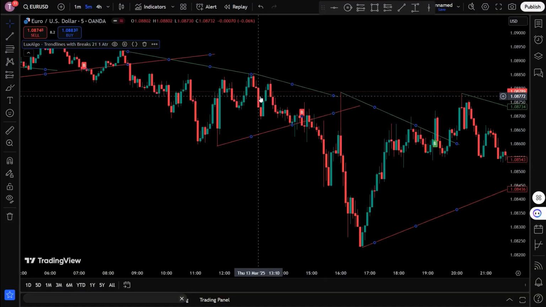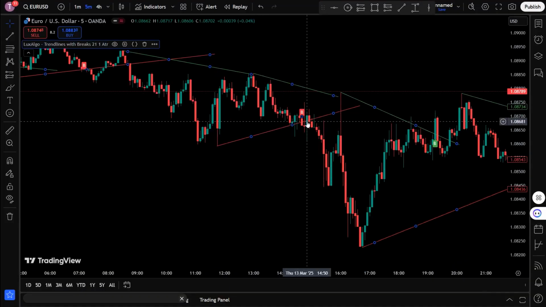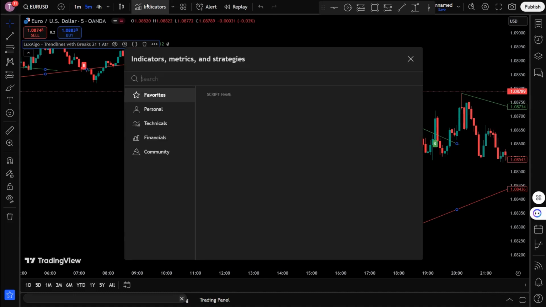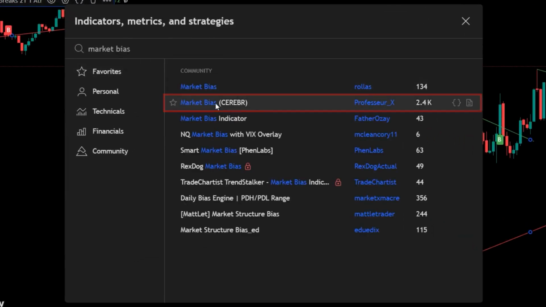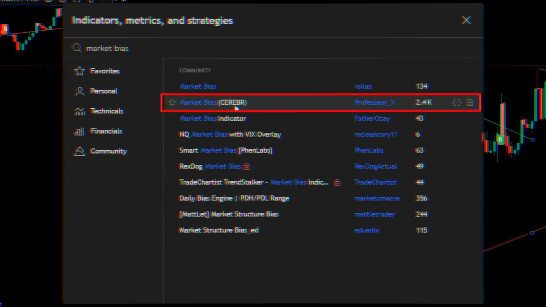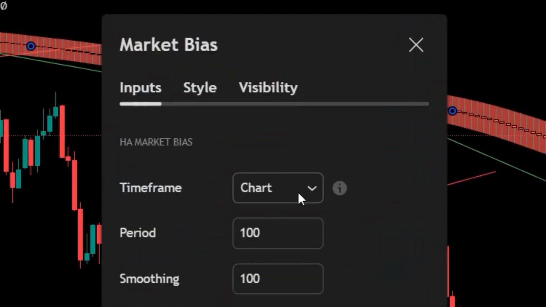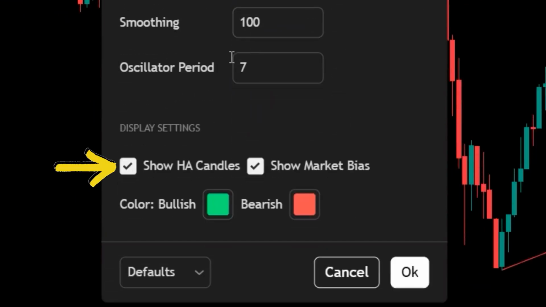To avoid false signals, we'll add the Market Bias indicator. Go to Indicators and search for Market Bias. Select it and adjust the settings. Time frame, keep it set to chart. Period, change to 200 to focus on the bigger trend. Turn off HA candles and ensure colors are green for uptrend and red for downtrend.